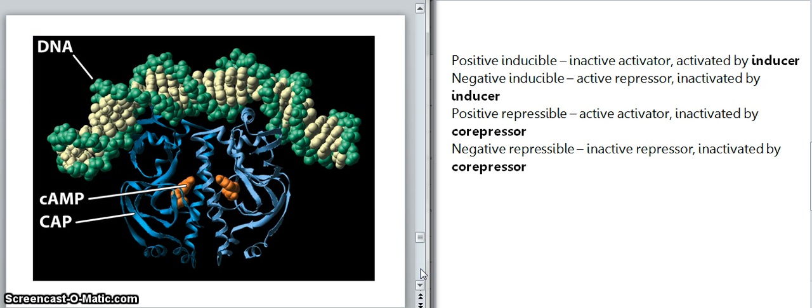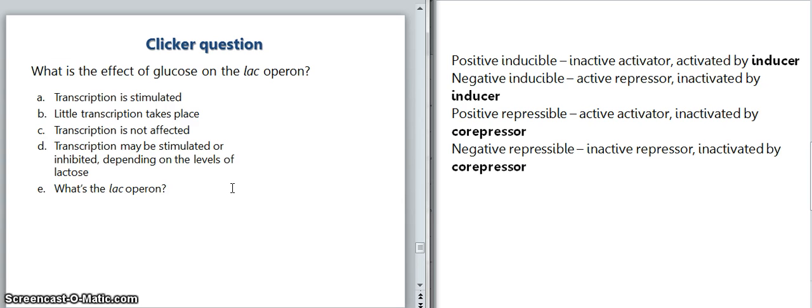So this is just what this protein looks like. Here's the DNA strand that it's interacting with, and it's interacting in the major grooves. And here's the cAMP that changes it to the proper conformation so that it can do its thing. Quick clicker question: what is the effect of glucose on the lac operon? So glucose basically decreases transcription, so little transcription takes place.